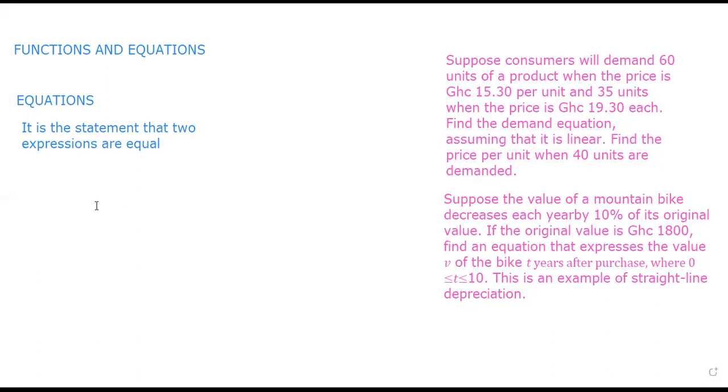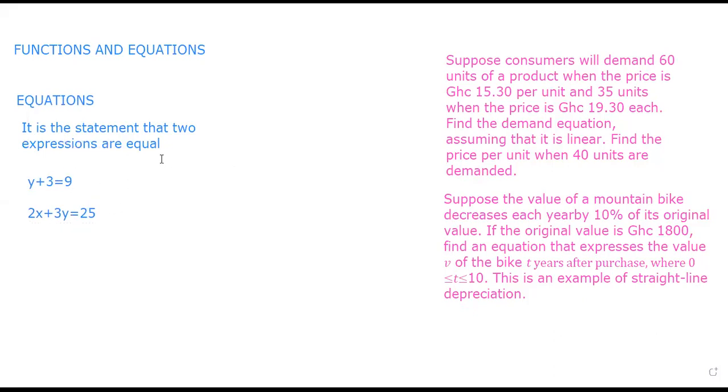And like functions, an equation must have at least one variable. So I can have Y plus 3 is equal to 9. This is an equation. And I can also have 2X plus 3Y is equal to 25. So these are all equations. These are examples of equations.